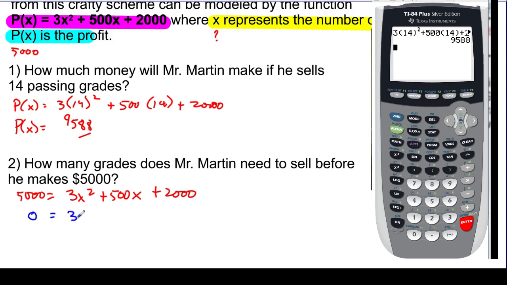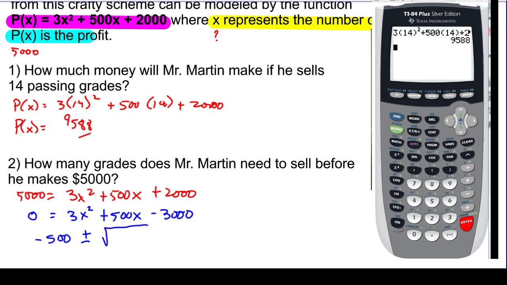So I'm going to subtract the 5,000 over to the right-hand side. When we use the quadratic formula, we want it to be set equal to 0. So I'm going to say 500x. When I do 2,000 minus 5,000, I get minus 3,000. Okay? So I'm going to go to my quadratic formula, and it's going to be negative b, negative 500, plus or minus the square root of, and I'm going to do b squared minus 4ac on the calculator.